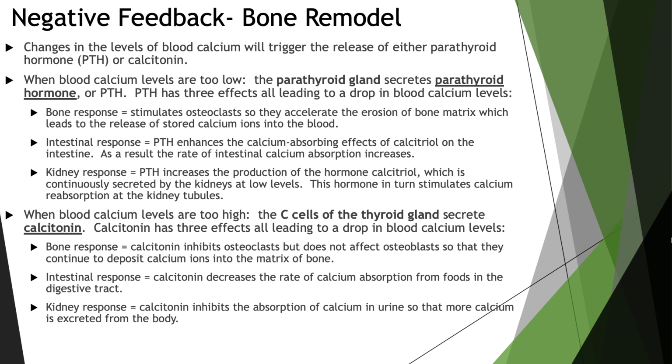Calcitonin decreases the rate of calcium absorption from the foods in the digestive tract, and then also has a renal response, where calcitonin inhibits the absorption of calcium in the urine so that more calcium is excreted from the body. By providing a calcium reserve, the skeleton plays a primary role in the homeostatic maintenance of normal calcium ion concentrations of body fluids. The skeleton is also important in the homeostatic balance of other ions as well.